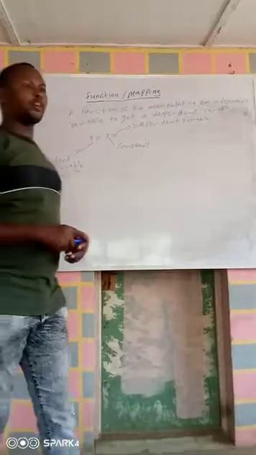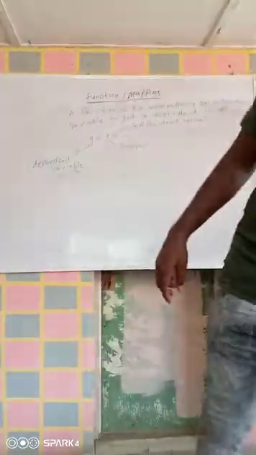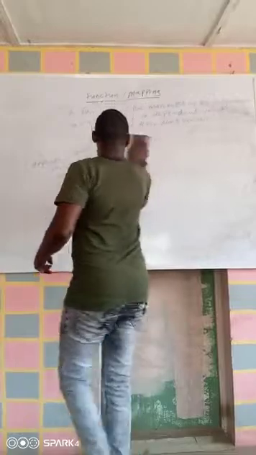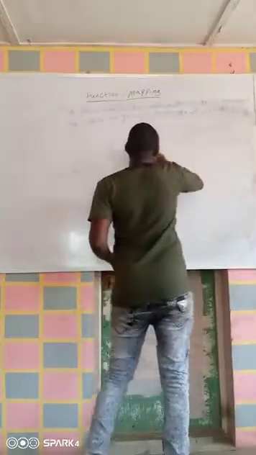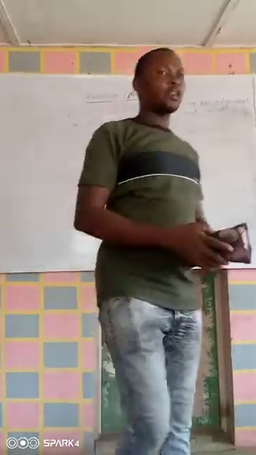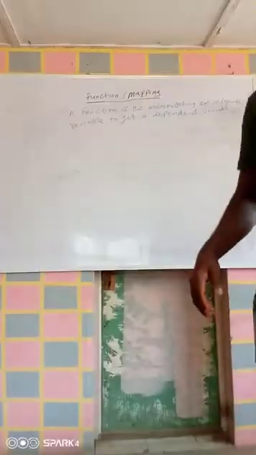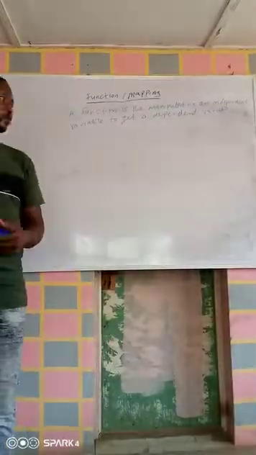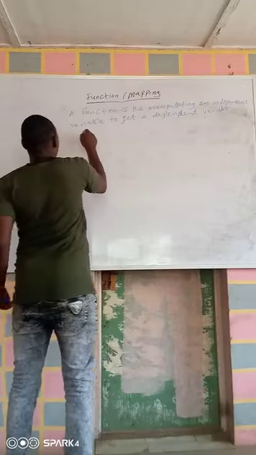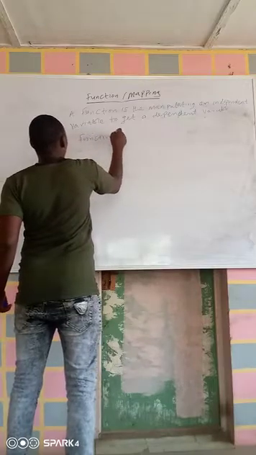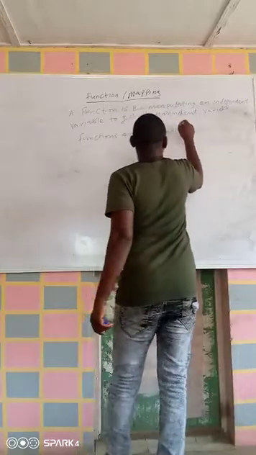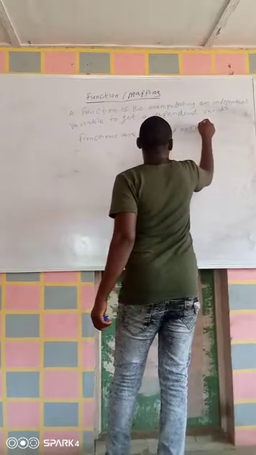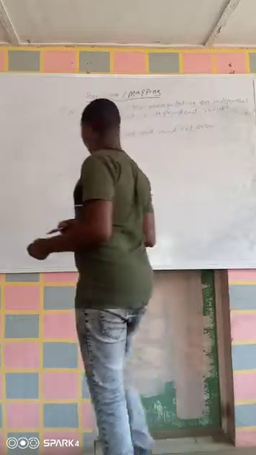So a function is usually odd. Functions are usually odd and must not be even. A good function is odd and must not be even. Okay, functions are odd and not even. What do we mean by this?